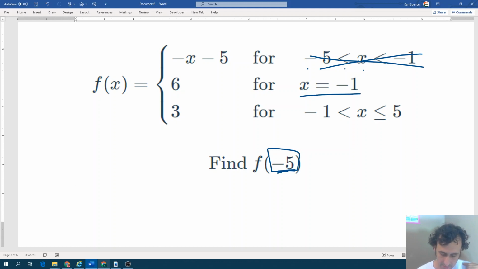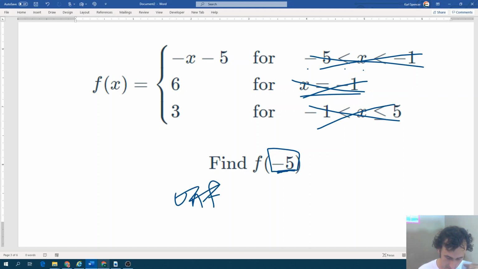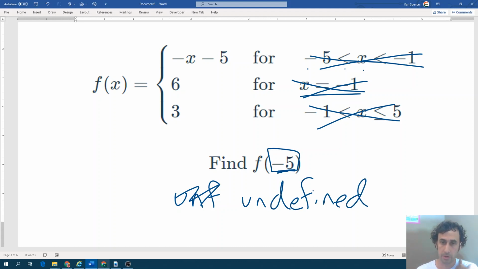Is -5 equal to -1? No. Is -5 in the interval between -1 and +5? No. There's no point there. So our solution, if I could spell my words right, is undefined. There was nothing to put it in.